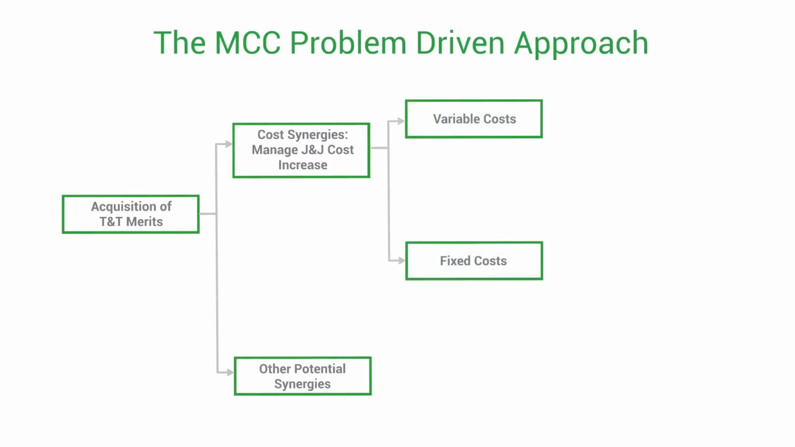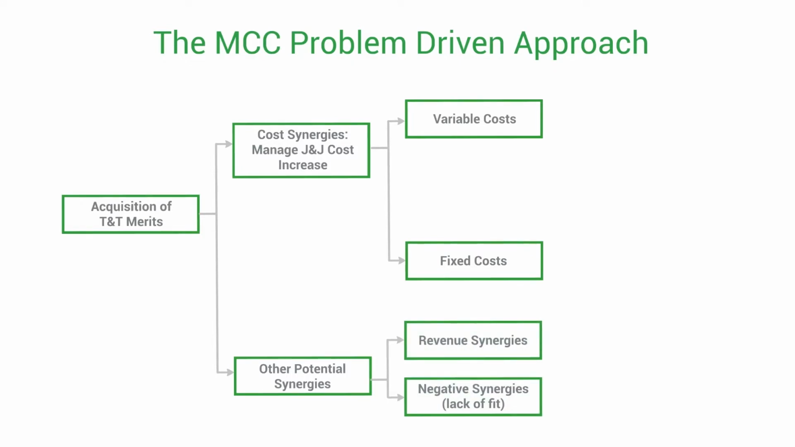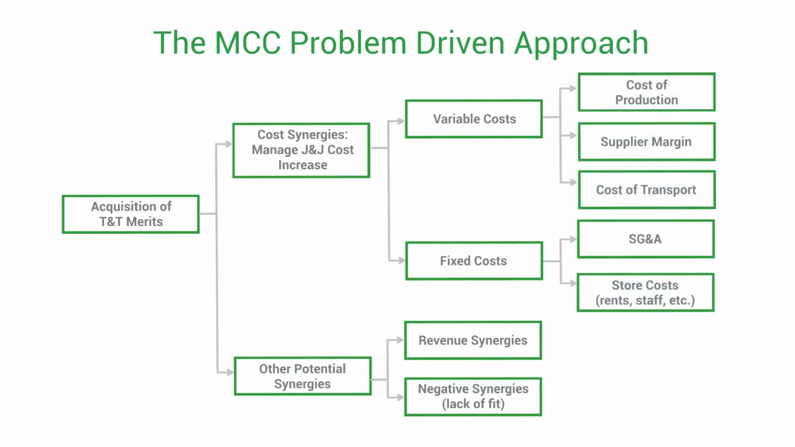Cost synergies can be broken down into variable and fixed costs. The other potential synergies branch can be broken down into revenue synergies and negative synergies due to the lack of fit. The variable cost can further be segmented into cost of production, supplier margin, and cost of transport. Fixed costs can be further broken into SG&A and store costs like rent, staff, etc. All of the above are relevant factors to the question at hand.